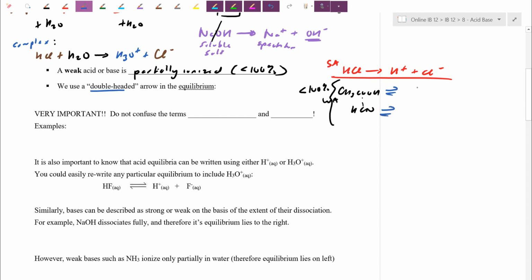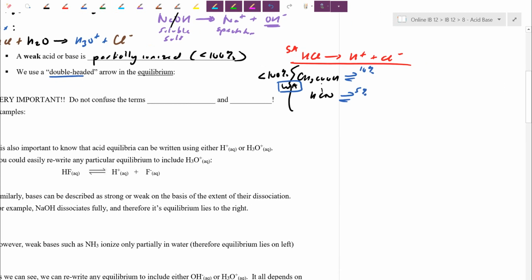Let me just put some random numbers to this. Let's say the acetic acid ends up going 10% and the HCN ends up going 5%. Yes, overall, they're called weak acids because it's not 100%, it's an equilibrium. But acetic acid is still a stronger acid than HCN.